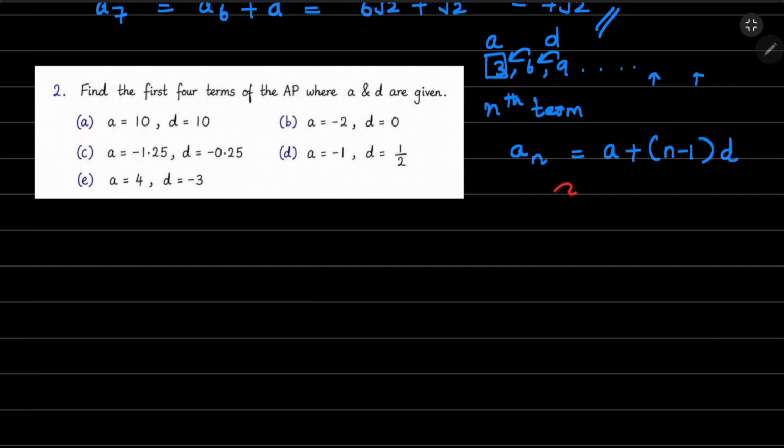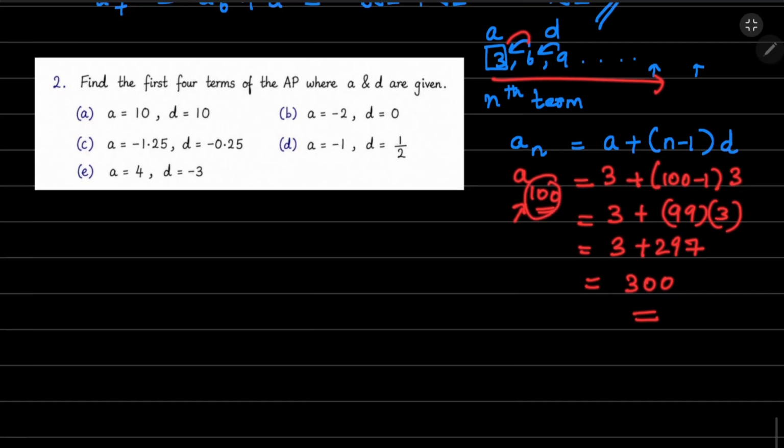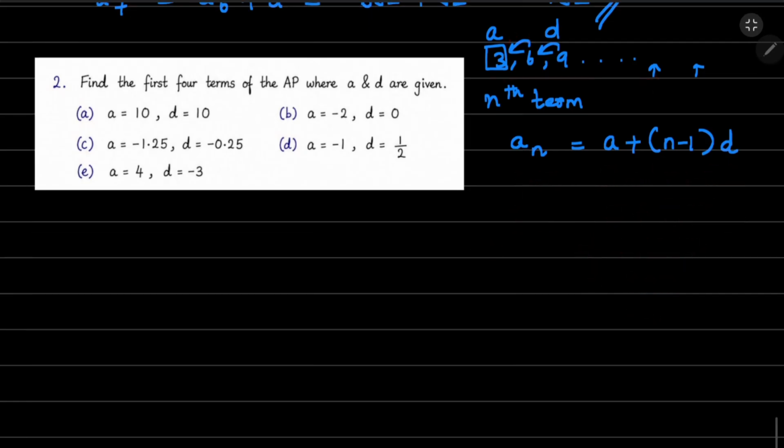If I need to calculate my 100th term, what can you do? You can calculate A 100 is equal to, what is your first term? 3, plus N minus 1, where N here is 100, so 100 minus 1, into D, which is 3. So 3 plus 99 into 3, which is 3 plus 297, which will be equal to 300. So 300 is the value of the 100th term in this sequence. So that's what you have to do.